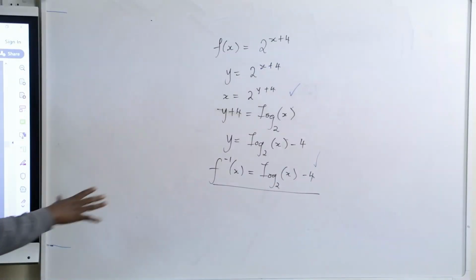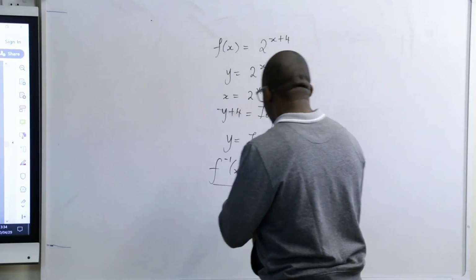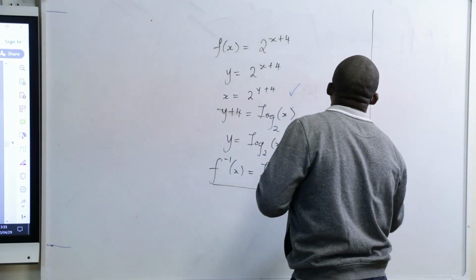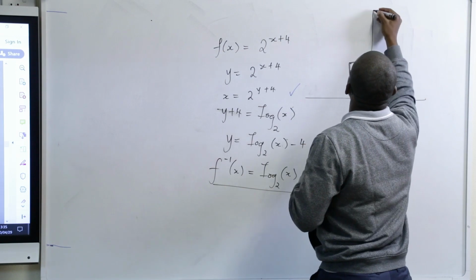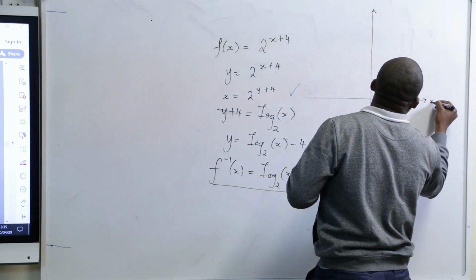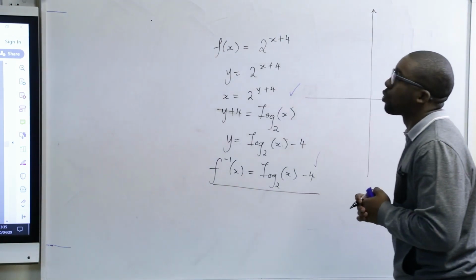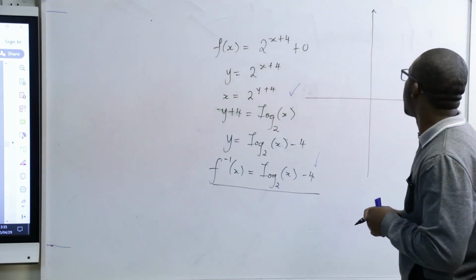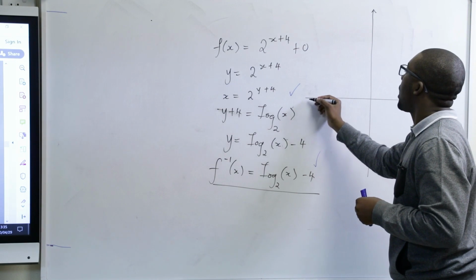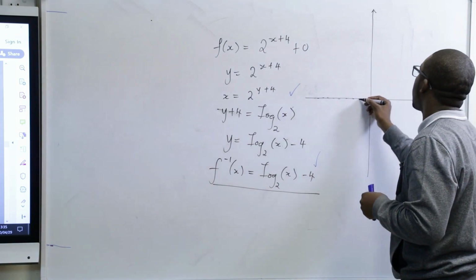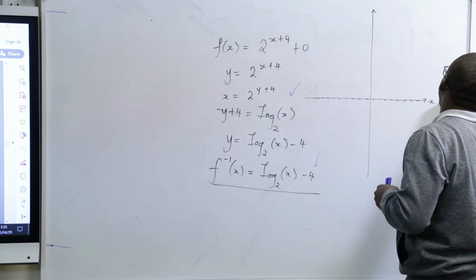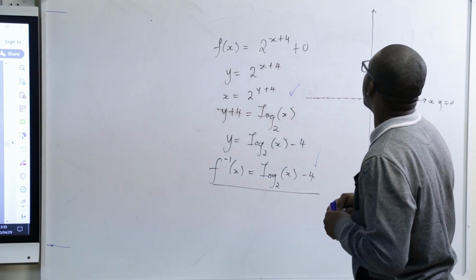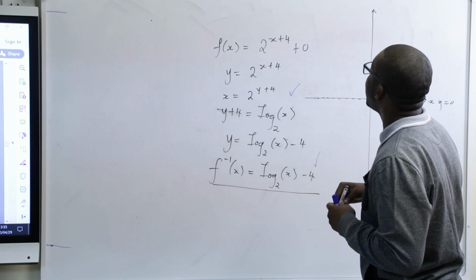So if we were to sketch this function, this is the xy plane. This is y, this is x. The first thing we need to do is sketch the asymptote. The asymptote was 0 since q was 0. So y is equal to 0 is just known as the x-axis. That is the asymptote. Then you look for the y-intercept.